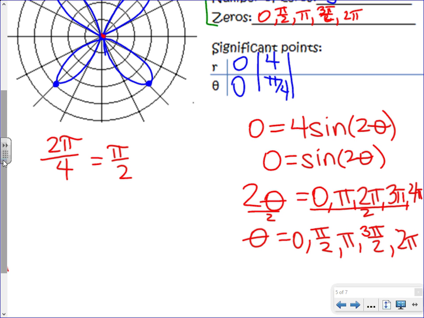We set R equal to 0, and then you literally just need to list as many numbers as you need zeros. Okay, so if we needed 8 zeros, we would have to keep going with 5 pi, 6 pi, 7 pi, etc.